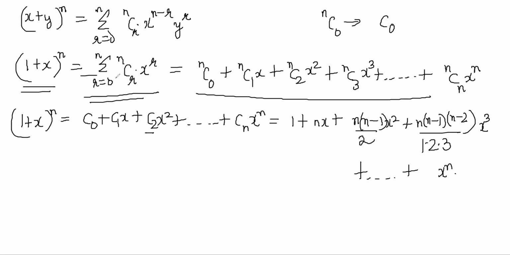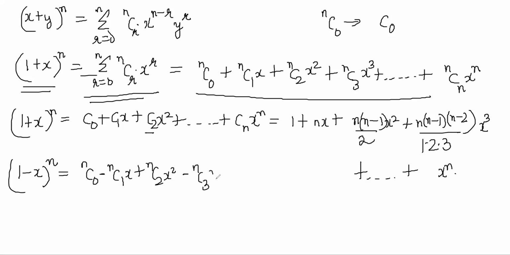This is an important form to know, that this is a special case of x plus y to the power n. Now in case you had 1 minus x to the power n, that would be just nc0 minus nc1x plus nc2x square minus nc3x cube plus nc4x4 minus nc5x5 and so on, right? You see the pattern? All odd powers will become negative, and all the even powers will remain positive. Correct? Okay, so these are important things to know.